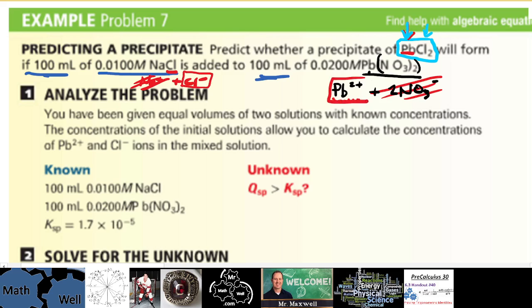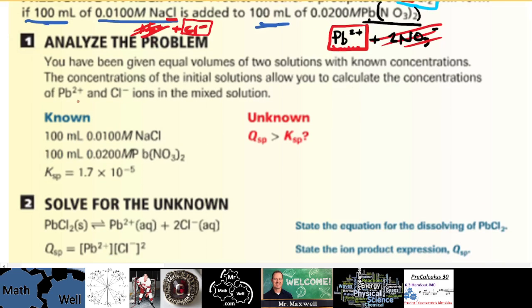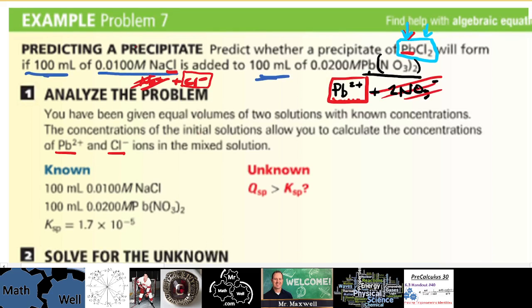So how much lead do we have? How much Cl- do we have? And when I say how much, we need to figure out concentration. So that's the setup for the problem. They mention here that these are the ions we are concerned about, and they are going to come from the dissolving or dissociation of these soluble compounds. Got it? Okay. All right.